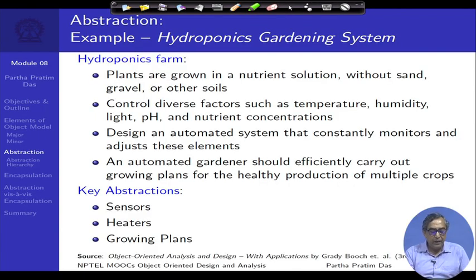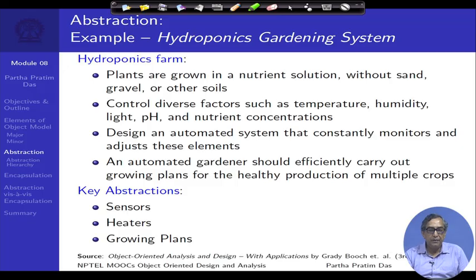A third very different example, suppose here we are talking about a hydroponic gardening system. A hydroponic farm is a soilless, sandless, gravelless farm, where you just have a nutrient solution to grow plants, and suppose you are trying to model that kind of a system.